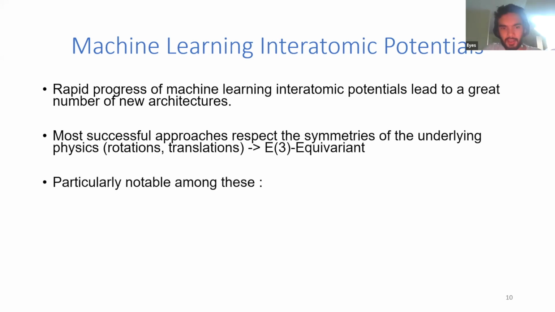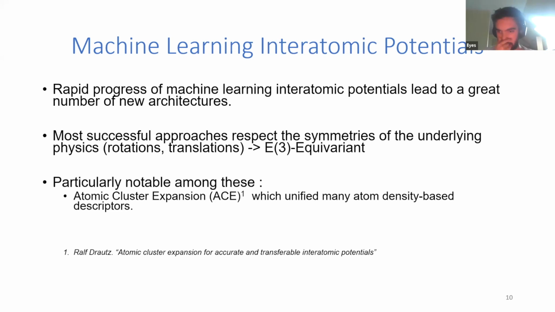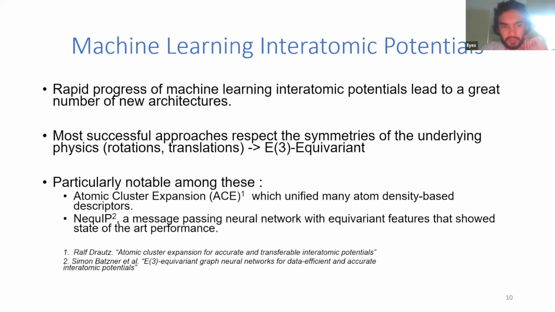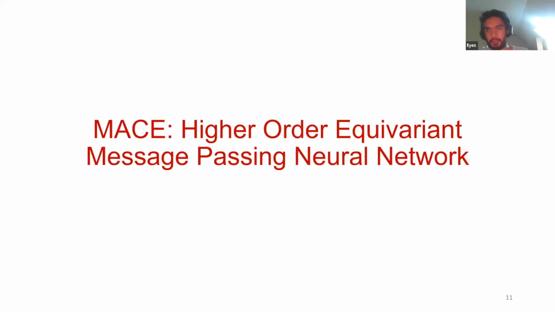Particularly notable among these are the atomic cluster expansion that I discussed earlier, that unified many of the previous ideas around atomic density-based descriptors and was proposed by Drautz, and NequIP, which is a message passing neural network with equivariant features that showed a new state-of-the-art performance and was proposed last year or two years ago. And now, today we want to talk with David about MACE, which is a new kind of equivariant message passing neural network that aims to resolve some of the problems of the previous approaches.